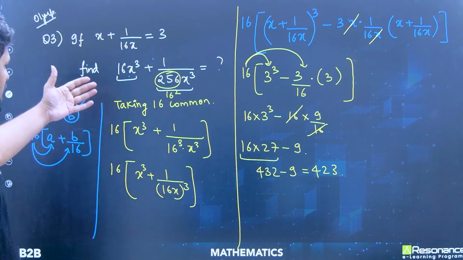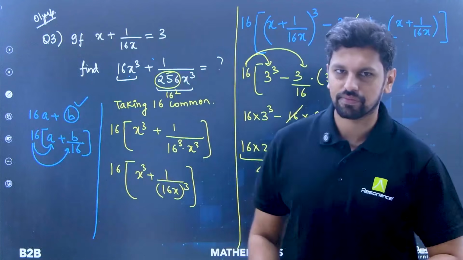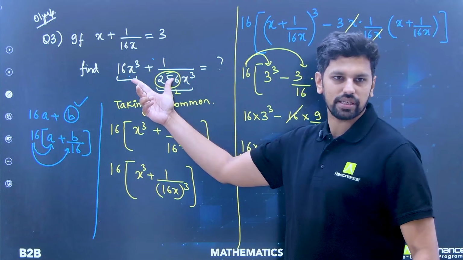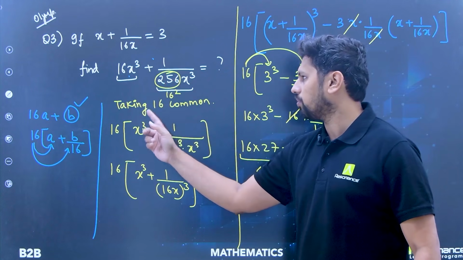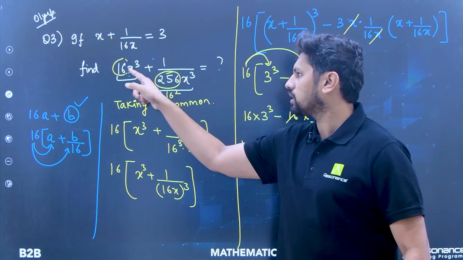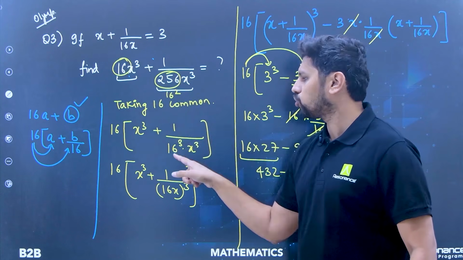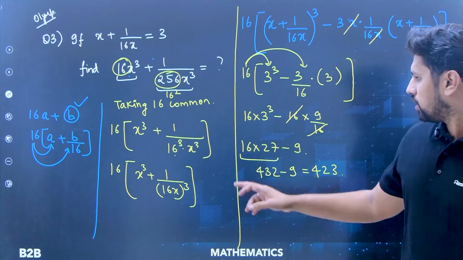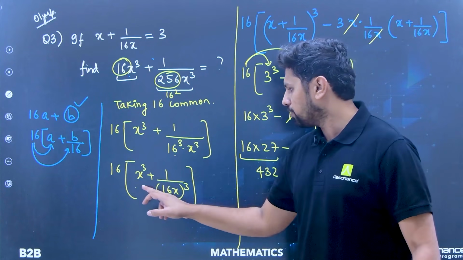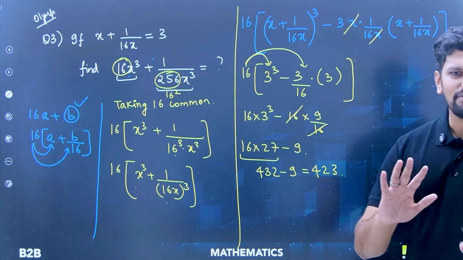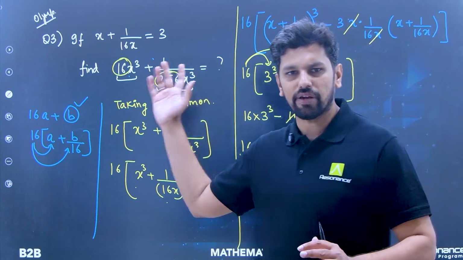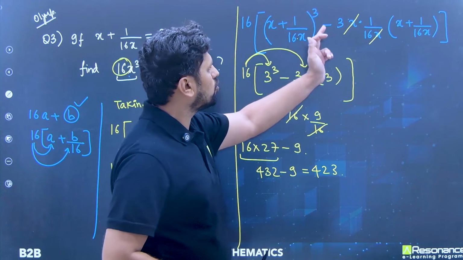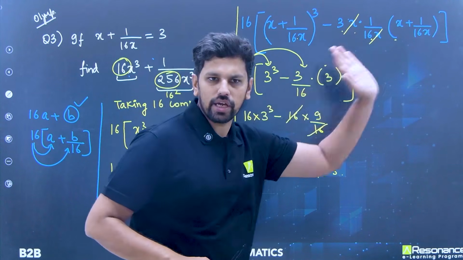Which step you didn't understand? Just tell me, I will explain it again. First thing, we have to find the value of this thing, so we have taken 16 common. When 16 is common, this will become 1 and this will become cube. 16 square was already there. Now this became a cube plus b cube. I have just applied the a cube plus b cube formula which we did in the previous two questions also: a plus b whole cube minus 3ab into a plus b.